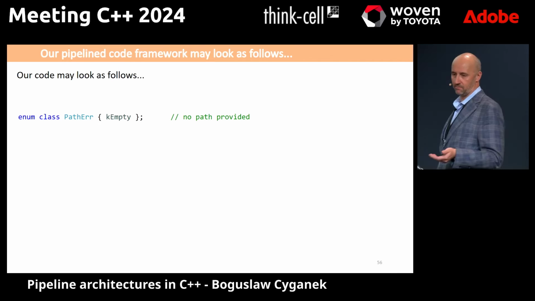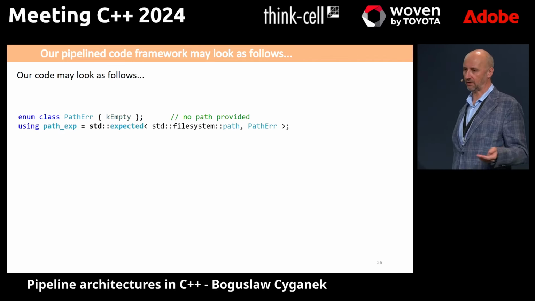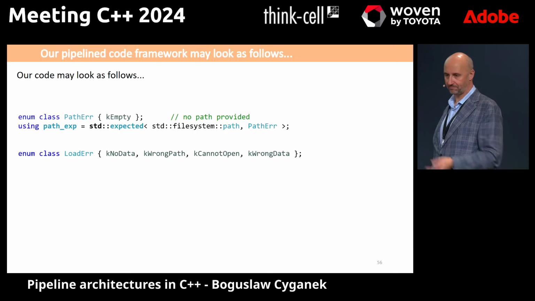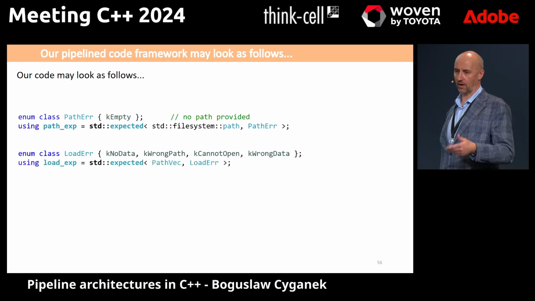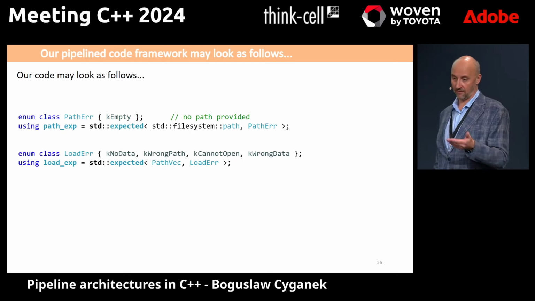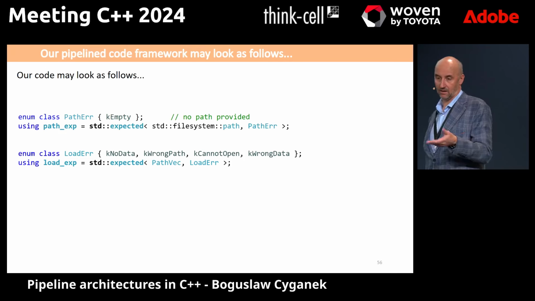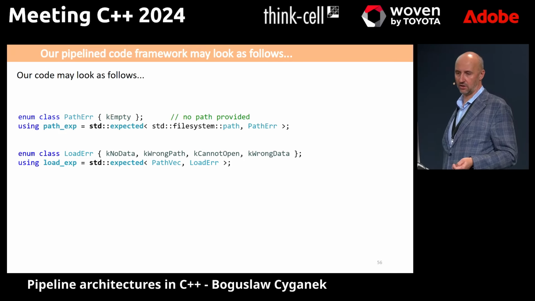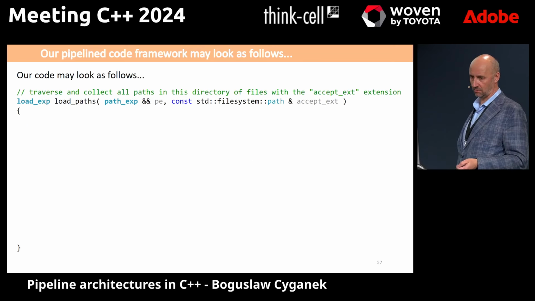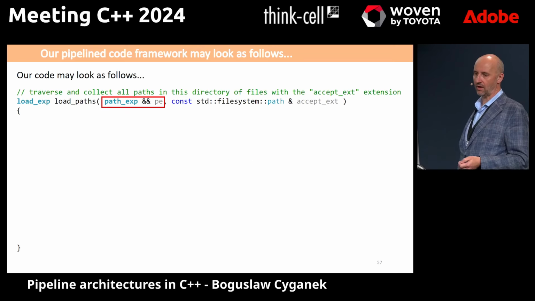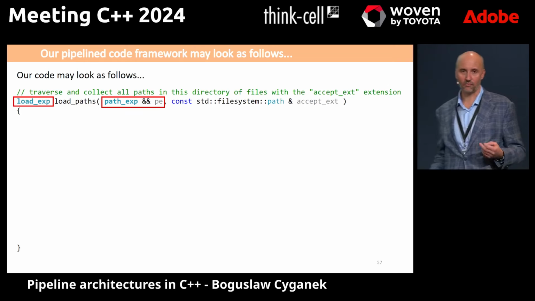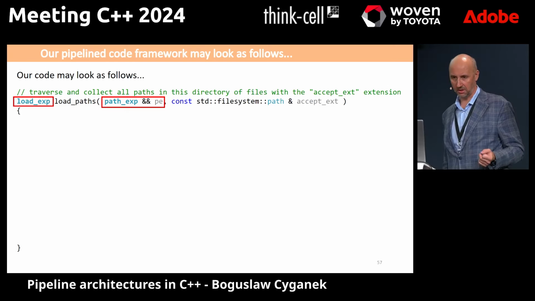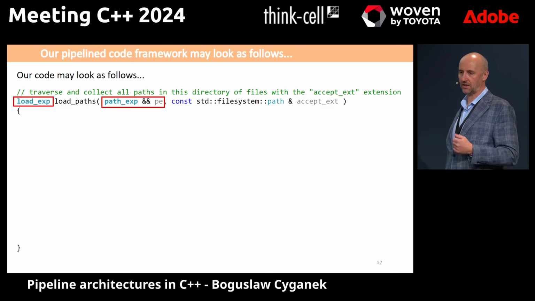We define our error, so we have to expect the path and this possible error. And we have loading errors. Loading can have more options for errors, like wrong path, no data, wrong data, etc. So I define this load expected, which is a path and a load error. And we'll have the characteristic parts of each function. The function takes expected and returns expected, and takes some parameters.